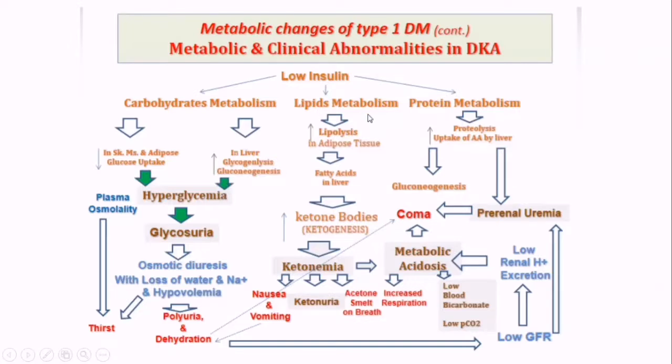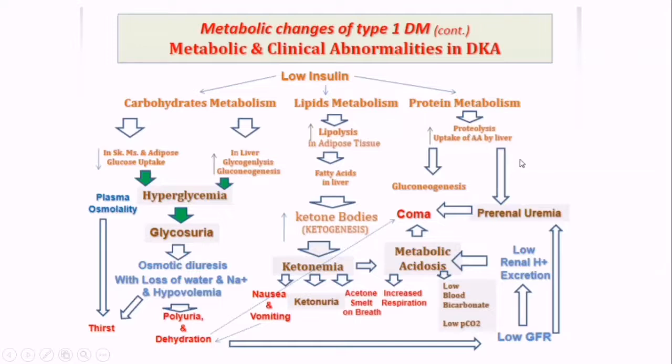Then what about lipid metabolism? This leads to increased lipolysis in adipose tissues, which increases fatty acid availability, which leads to an increase in ketogenesis. Ketone bodies are produced in excess quantities, which results in ketonemia, and this ketonemia will result in nausea and vomiting and ketonuria. There is a sweet smell of acetone in the breath, and because these ketones are acids, they lead to metabolic acidosis, which is detrimental to our body and leads to coma. So what about protein metabolism?